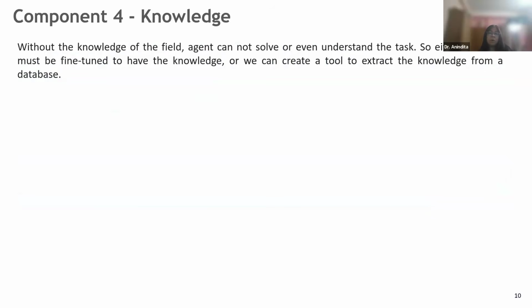The fourth component is knowledge. This is also a very major component, because the LLM must be fine tuned to have the knowledge. We have to create a tool to extract the knowledge, because somewhere we have to get the knowledge, right? We are talking about planning, we are talking about completion of several tasks. So from where will it get the knowledge? Definitely it can be some fine tuned LLM or SLM, or we can deploy or integrate with some tools which extract the knowledge from the database.